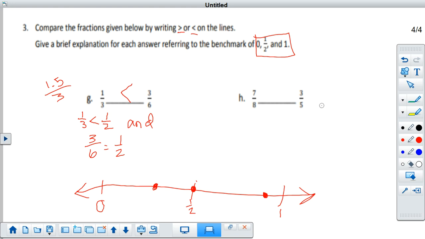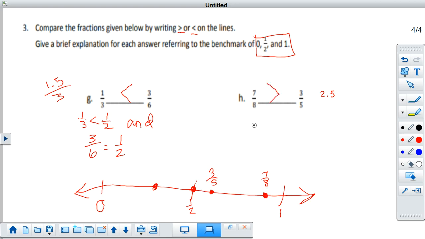3/5, if I think about what half of 5 is, that's 2.5. So imagine this halfway point is 2.5. We need to figure out where 3 is. 2.5 is not very far away from 3. So my two fractions here, 7/8 and 3/5, are somewhere around here. So I would know that 7/8 is greater than 3/5.